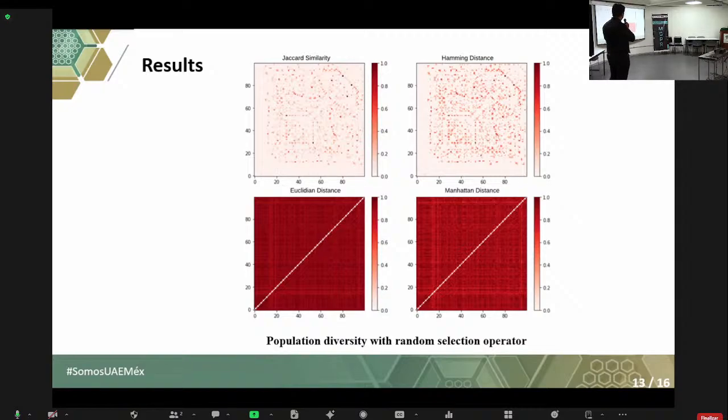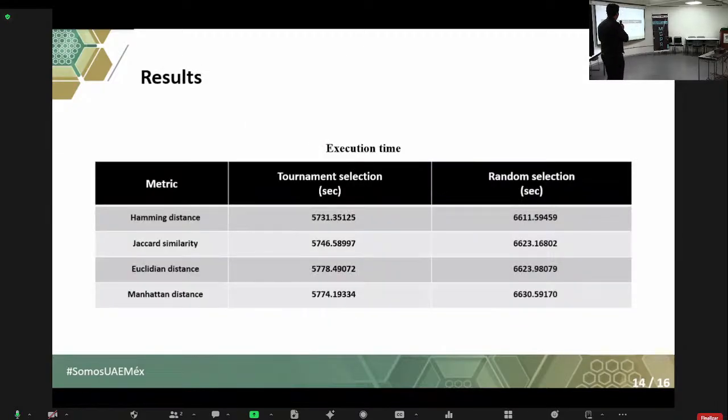I will explain exactly what is presented. This is a symmetric triangle. It's the same individuals, 0 to 100 individuals, and it's the same as the triangle on the top. These first 10 individuals are the elites we took. And in this table, I compared the time of execution in different selections.